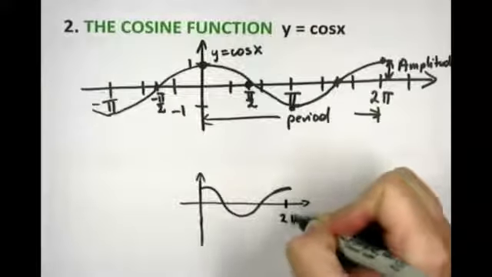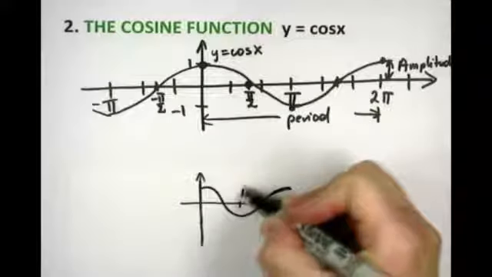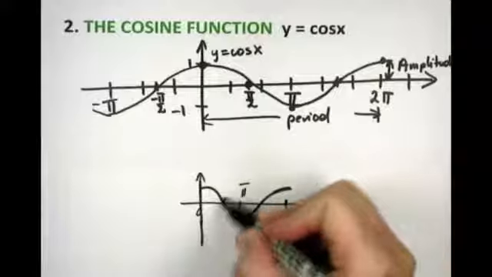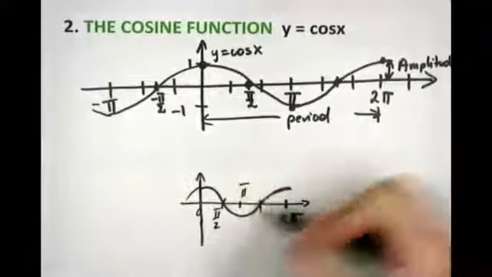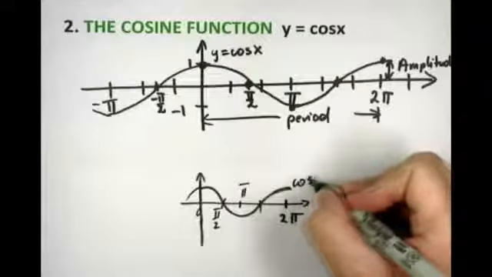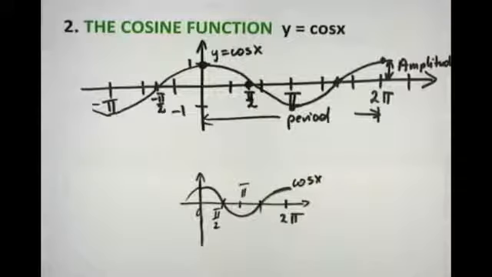So this one here is 2 pi, in the middle is pi, then 0, pi over 2, and it keeps going on the other side, of course. So this graph is the cos function. And the period is, of course, 2 pi. Domain, all real numbers, range from -1 to 1, between 1 and -1.